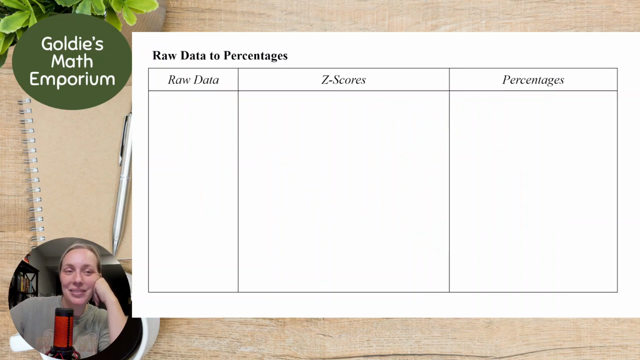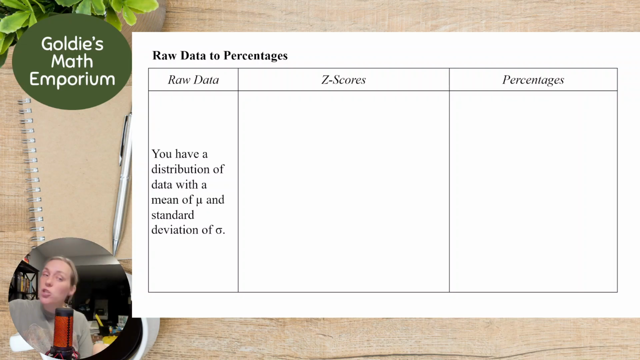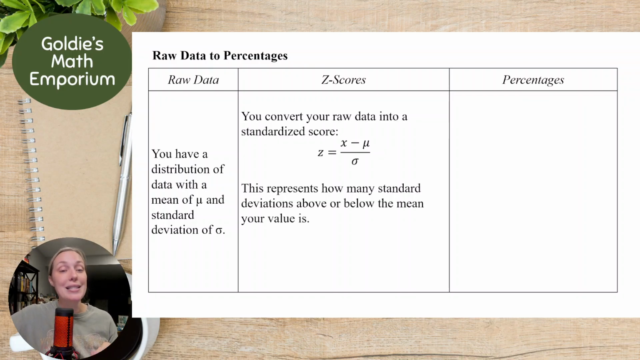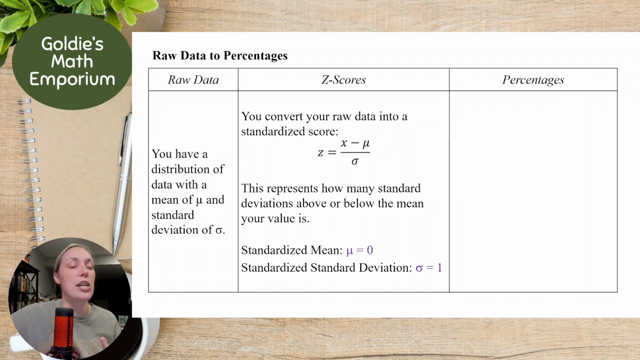Okay. All right. So let's summarize what we just did, the process. If you're a person that needs a process, here's a good table to help with that. So raw data, you have a distribution of data that's going to start with the mean and the standard deviation. You're going to convert your raw data, whatever observation you're singling out, into a standardized score by subtracting the mean and dividing by the standard deviation. And this represents how many standard deviations above or below the mean your value is. Okay, right? That's just the interpretation of a standard deviation.